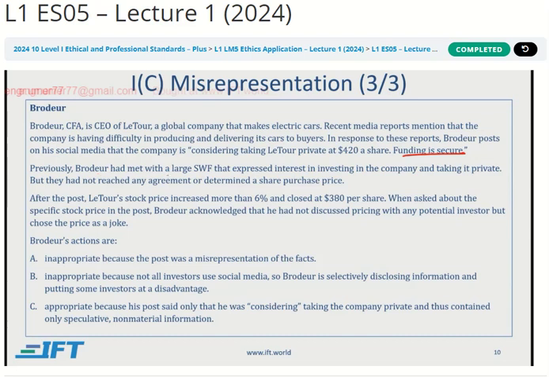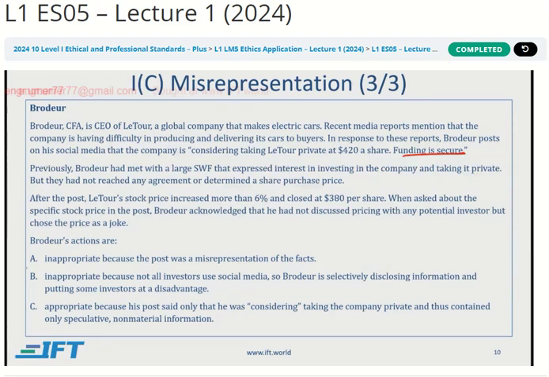Previously, Bordeaux had met with a large sovereign wealth fund that expressed interest in investing in the company and taking it private, but they had not reached any agreement or determined a share purchase price. After the post, Latour's stock price increased more than 6% and closed at $380 per share. When asked about the specific stock price in the post, Bordeaux acknowledged that he had not discussed pricing with any potential investor but chose the price as a joke.